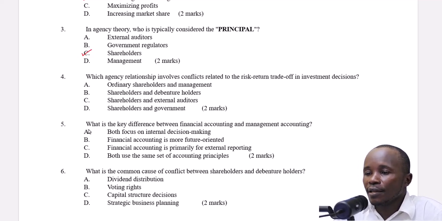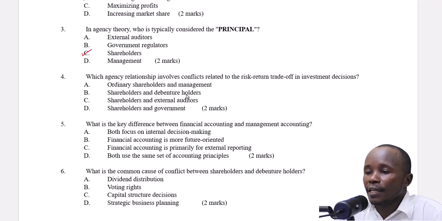Although shareholders want higher returns, the shareholders may not be ready to risk. They may not be ready to risk where they may get losses, but government is there to collect taxes, whether you make profit or not. So there may be no such high conflict between risk and return for shareholders and government. Shareholders and external auditors as well. External auditors are just there whether you make profit or not. Their fees are constant. Shareholders and debenture holders.